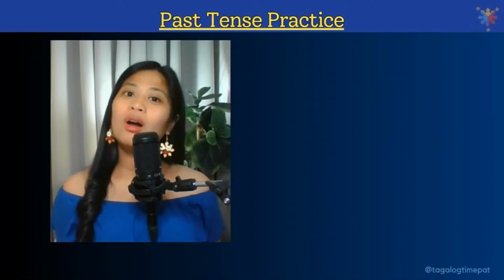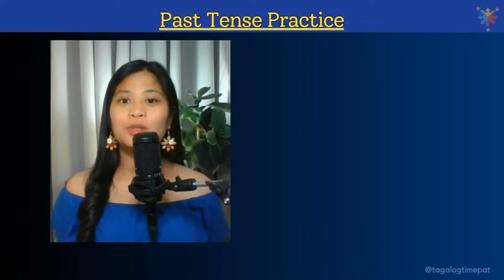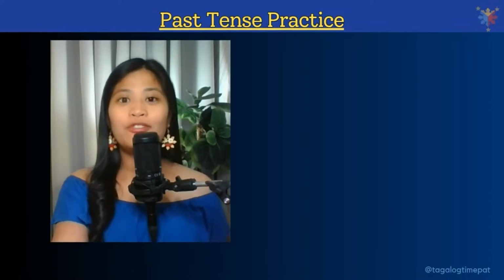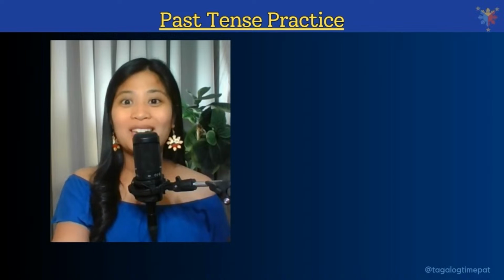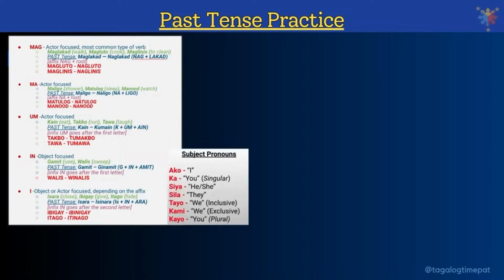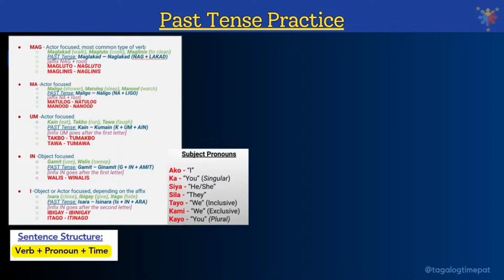So those are all of the past tense conjugation patterns for the different types of verbs in Tagalog. I will go ahead and turn off my screen so that we can do some practice questions. All right, so up here in the top left corner are the conjugation patterns that we just learned for all of the different types of verbs. Then here are some subject pronouns that we learned. And then the sentence structure is verb plus pronoun, and then the time goes at the end.